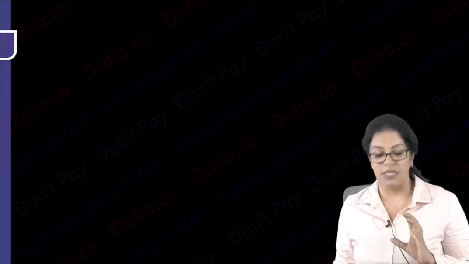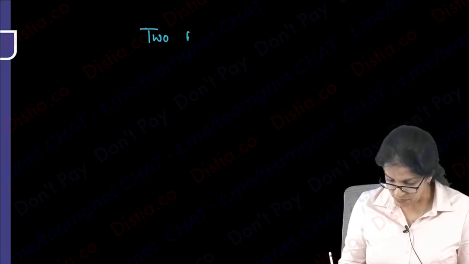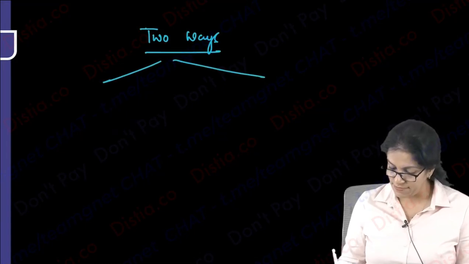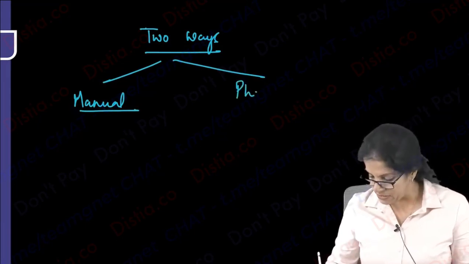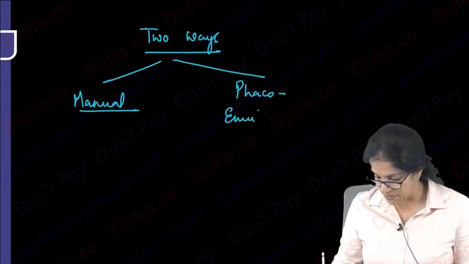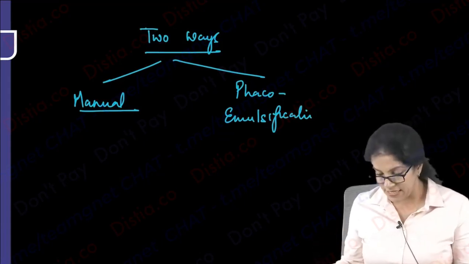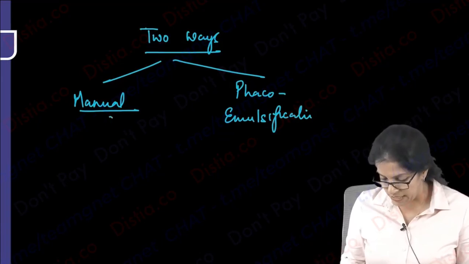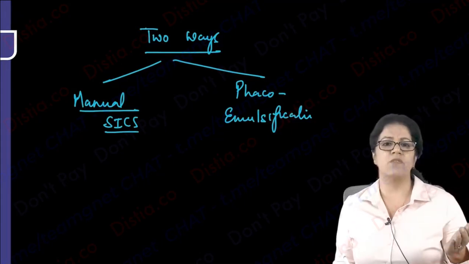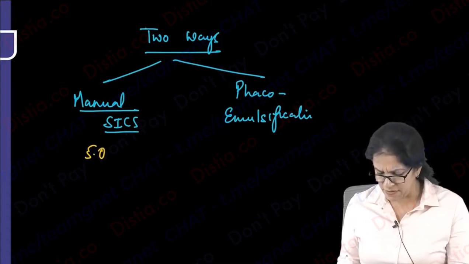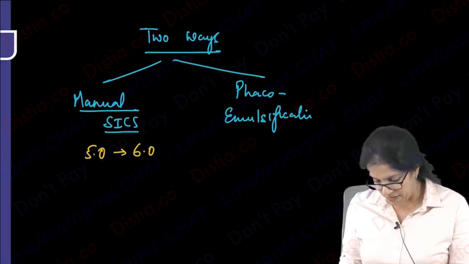This small incision surgery, we can do in two ways. Either we can go for a manual technique, or we can go for phacoemulsification. Manual or phacoemulsification. Right? So one by one we will understand. First is manual SICS. We can learn here itself that in manual SICS, the incision length is around 5 to 6 mm, or 5 to 5.5 mm is also correct, or 6 is also correct.